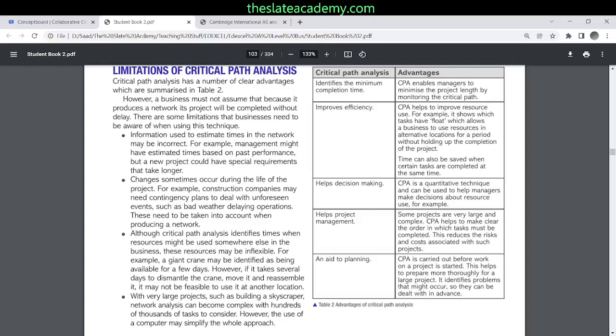Theoretically speaking, you can move resources around, but practically speaking, sometimes the resources are specialized and they cannot be as easily switched between activities as we'd like, or as we mentioned, that they can just be moved around. Else in business, resources may be inflexible.